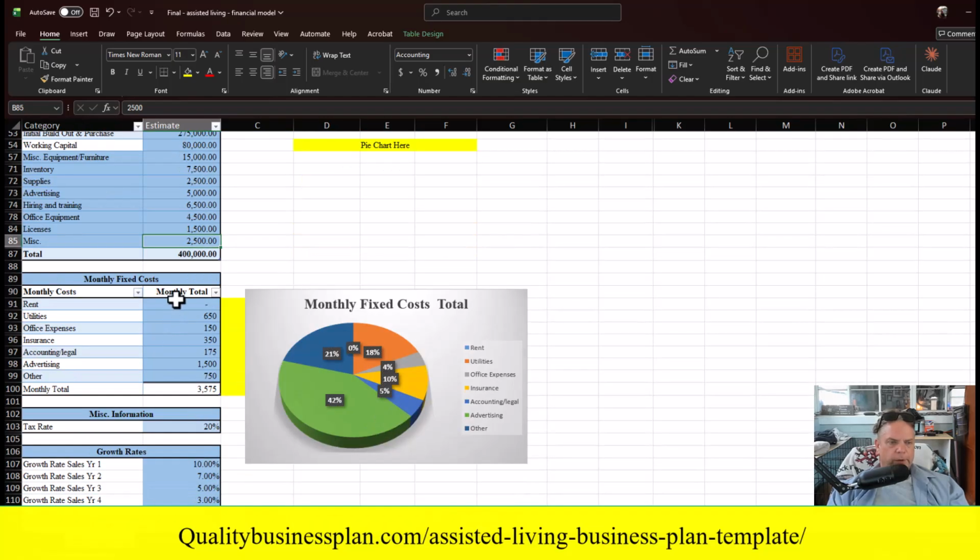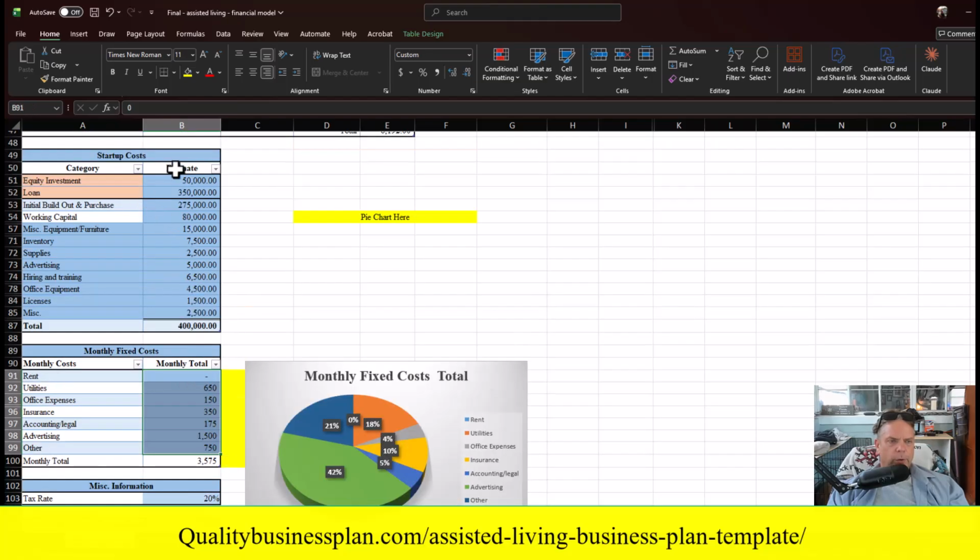Next section is going to be your monthly fixed cost. You're going to put that information right here. If you are not buying a location, you're renting it, then you're going to put your rent here. And then the monthly fixed cost is going to cover utilities, office expenses, insurance, accounting, and legal. Again, advertising. Advertising is super important. Keep in mind that your advertising is going to be different. This is your monthly advertising, and this is your startup advertising right here.